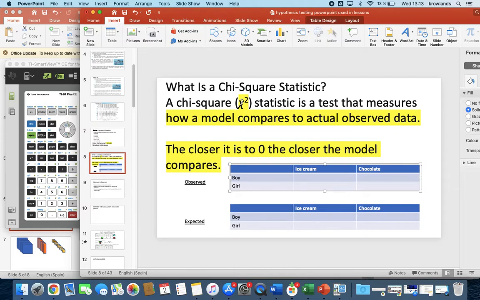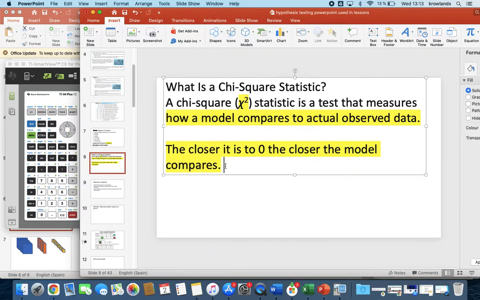If chi-squared is big, this means the data will have an effect on each other. So effectively, we've got another point we need to make. The closer it is to 0, the closer the model compares. This is in terms of the observed and the expected. So the observed is what's given to you in the exam.